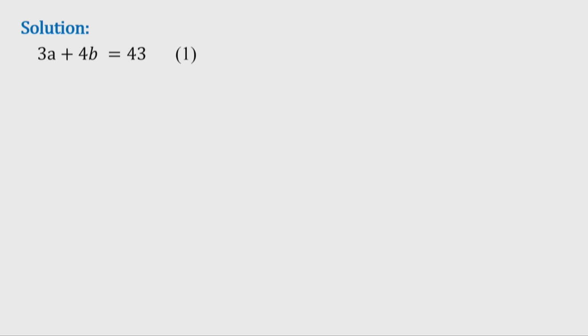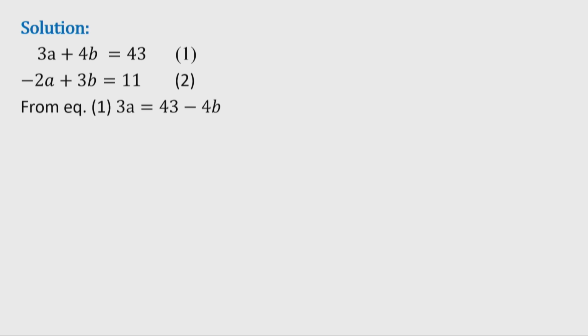The first step will be to label our equations 1 and 2 respectively. Now I will consider equation 1 and make a the subject of the formula. So from equation 1, 3a will be equal to 43 minus 4b, and a will be equal to (43 minus 4b) over 3. I will call it equation 3.